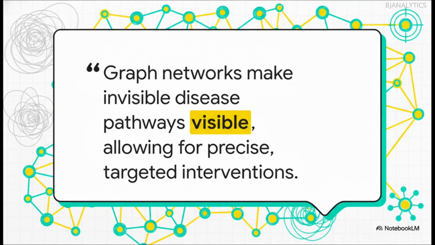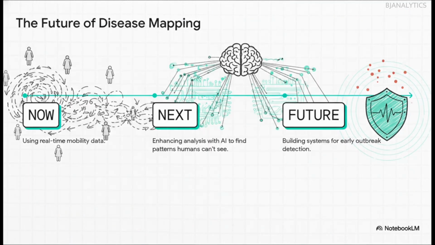It's about taking something we can't see, this invisible spread, and putting it on a map so we can understand it. And once you can see it, you can be precise. And the future of this stuff is just wow. So right now, we're already using real-time mobility data to see how people move around. But next up, we're going to be adding AI into the mix to find patterns that a human brain just could not see. Like an AI might notice that new cases are all popping up along the delivery route of a certain company, a connection that would be totally invisible to us.